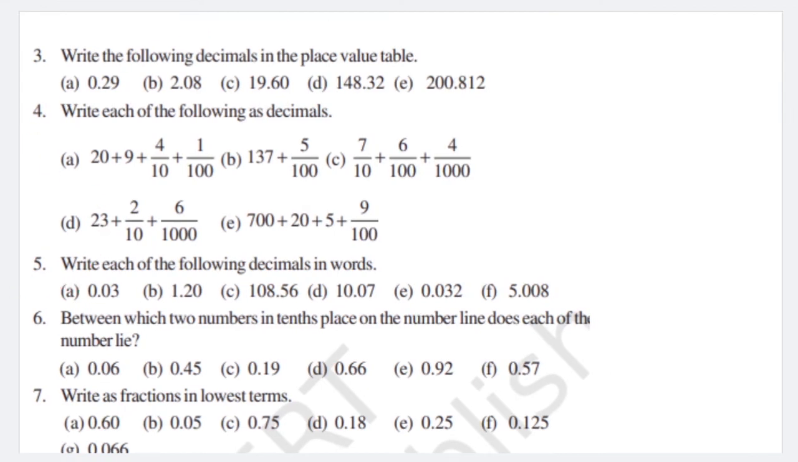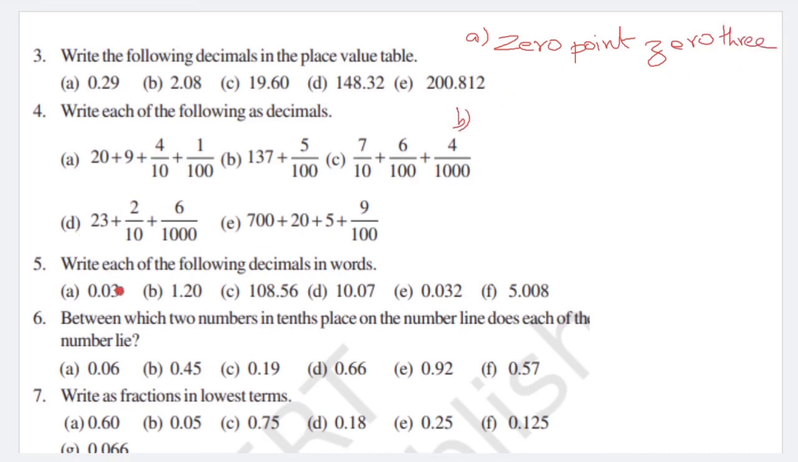Coming to the next one. Write each of the following decimals in words. How will you write this? Same as we say it out. How do you say this? The same thing you are going to write. How do you say this? 0.03. So that's what you are going to write. 0.03.